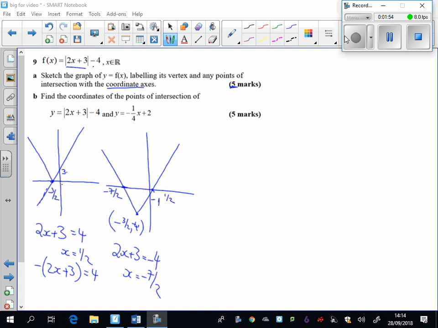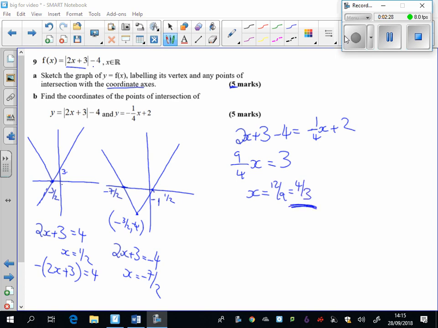Going on to part B, we've got our equation to solve. And the first thing is just to say, well, say the modulus doesn't do any work at all. We've just got this. So let's just add a quarter to both sides. That gives us 9 quarters x. And I'm going to add the 4 and take the 3. And that gives us x equals 12 over 9, or 4/3.